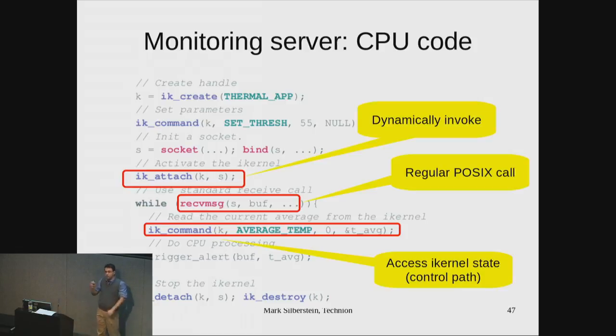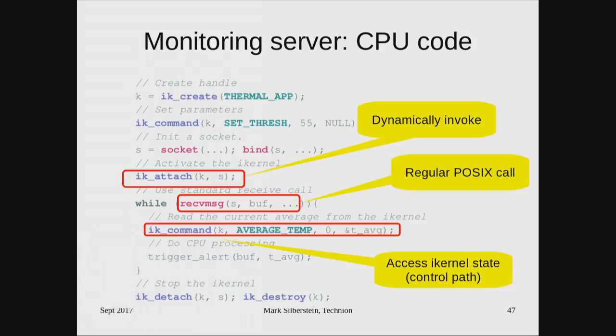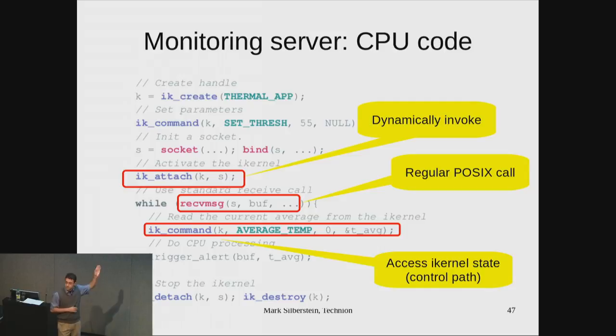So a couple of important things to understand about this model. First of all, it works dynamically, so you can attach or detach the ikernel whenever you want. Then you use just regular POSIX. It's not the only way to communicate; I will talk about the data path later. But this is really the key advantage of this architecture, because it's really backward compatible and it supports legacy as you wish. So if you just comment out all the IK prefixed calls, it will just work. There's nothing that requires special attention here.